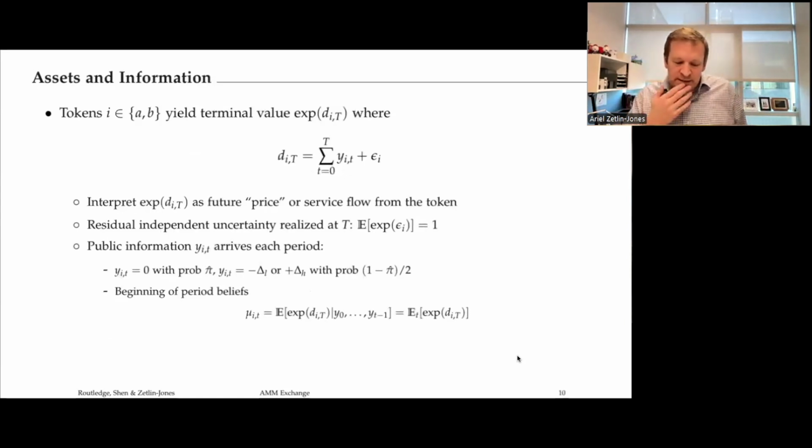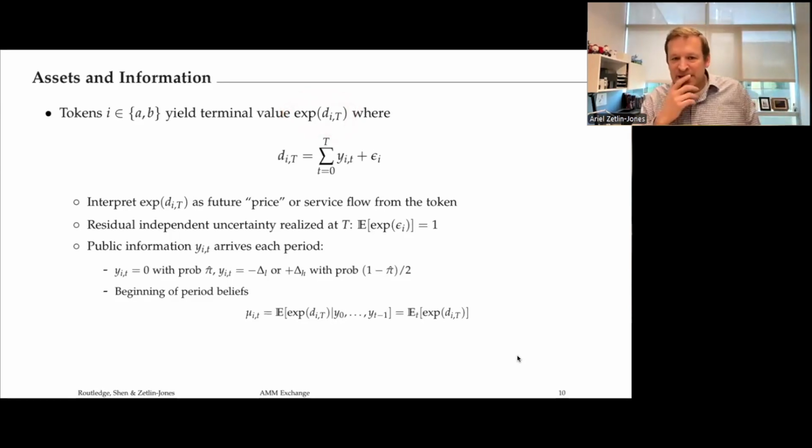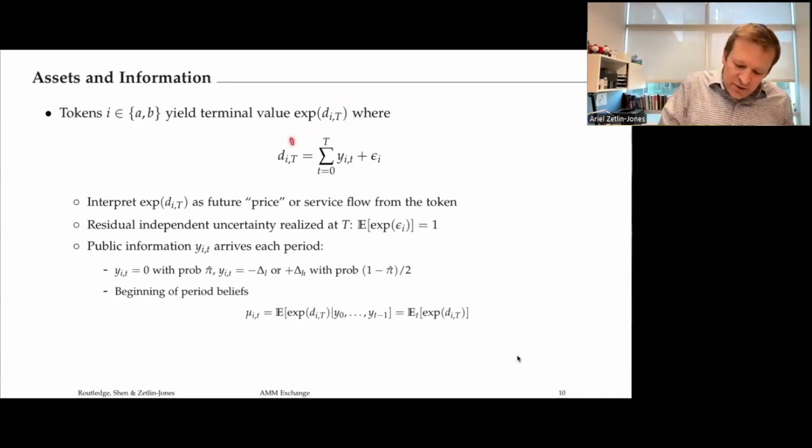So what are these tokens? I have to tell you about the assets and the information in our game. So each of our tokens, A or B, is going to yield, again, our game is in finite time for now. The extension we're working on to post publicly is an infinite horizon economy. Don't worry about that. The assumption here is our tokens yield some terminal value, which for expositional convenience I'll define as the exponential of this dividend, D_i,T. And what is this terminal value, D_i,T? It's going to be the sum of some increments in every period, plus some residual noise that's token specific.